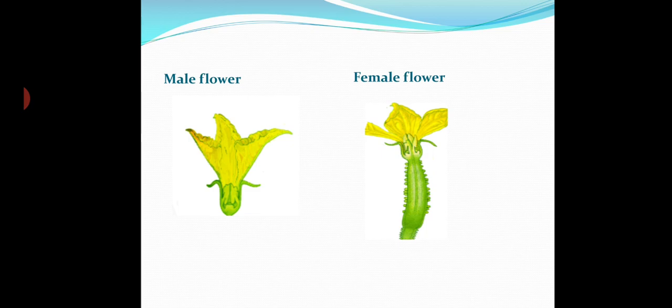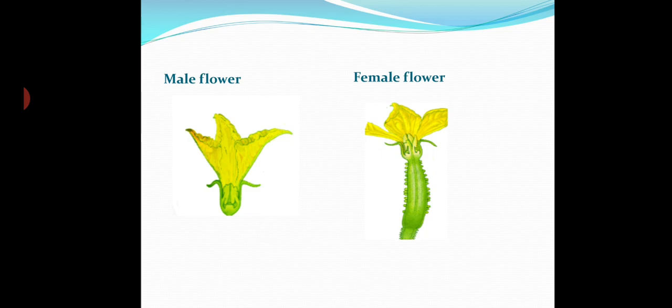Now, as we said, it is incomplete. That is, some whorls are missing. The missing whorl is either male reproductive or female reproductive. That means here two types of flowers are seen. That is male flower and female flower.